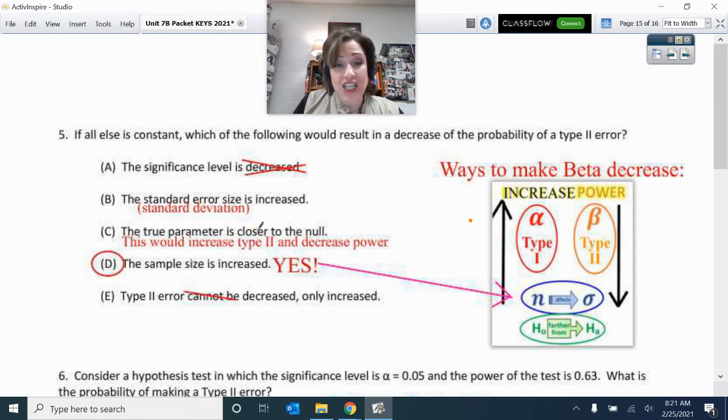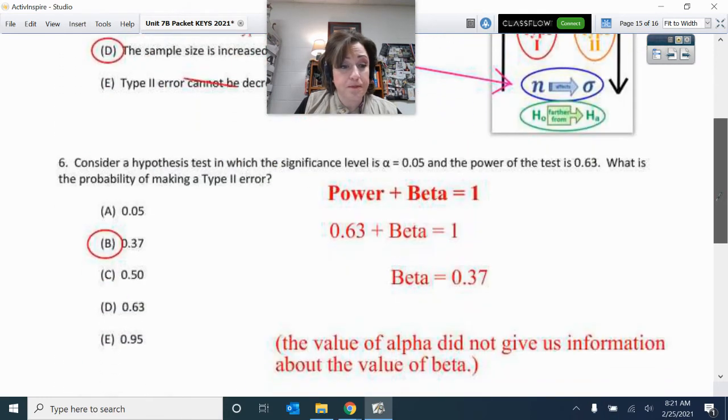The true parameter is closer to the null. Okay, so what if this one has the true HA farther from the null, and then our sample size is increased? Yes, that is what this is showing, that N is increasing. So that's how I went through the process of using this graphic to help me decide what that is.